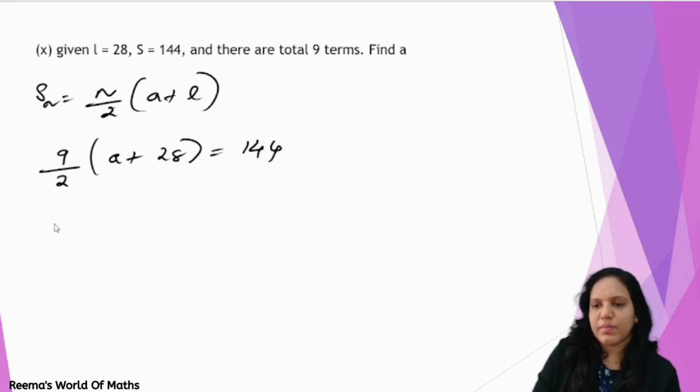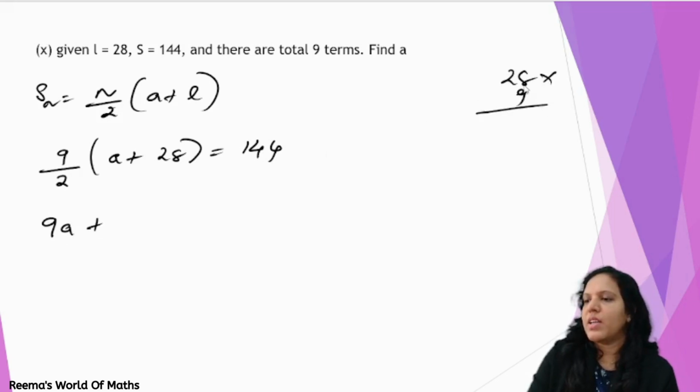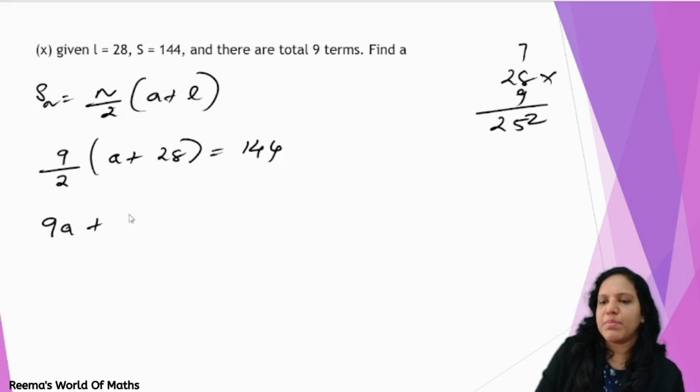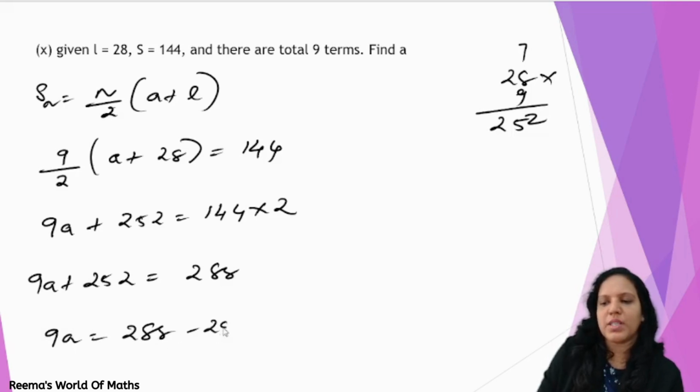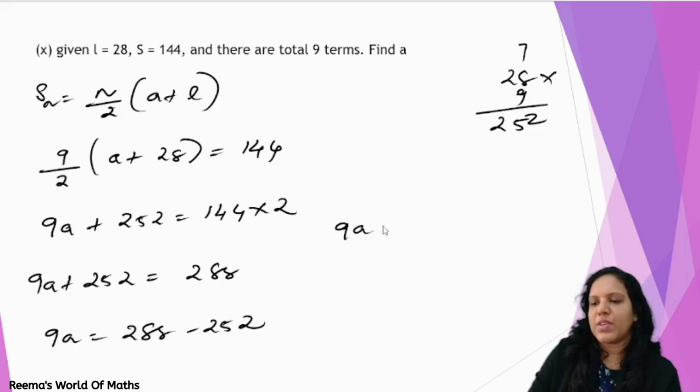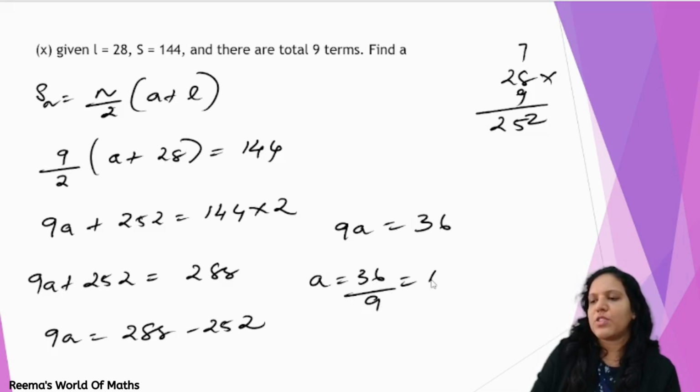So that is 9a plus 9 times 28. 28 times 9: 8 nines are 72, 2 nines are 18, 18 plus 7 is 25, so 252. So 9a plus 252 equals, taking 2 to the other side, 144 multiplied by 2. So 9a plus 252 equals 144 times 2, which is 288. So 9a equals 288 minus 252, which will give you 36. So a equals 36 divided by 9, a equals 4.